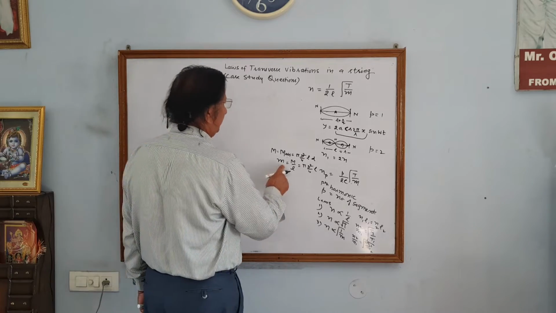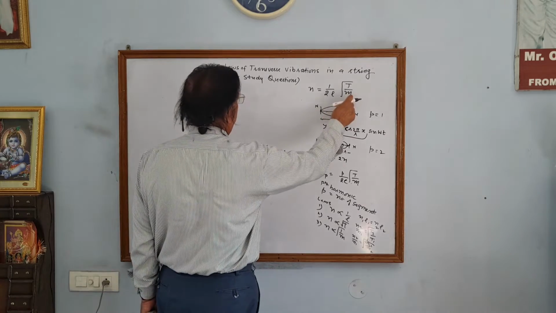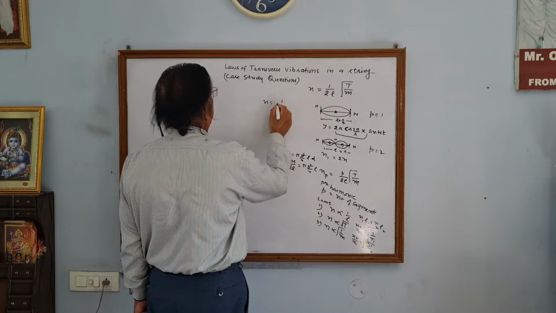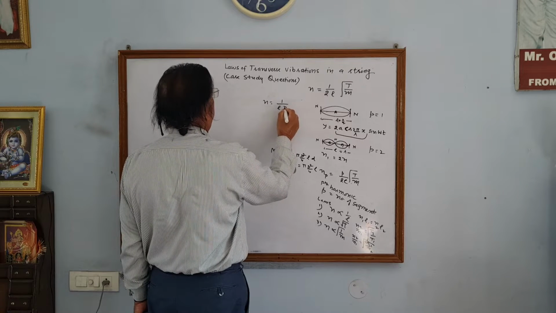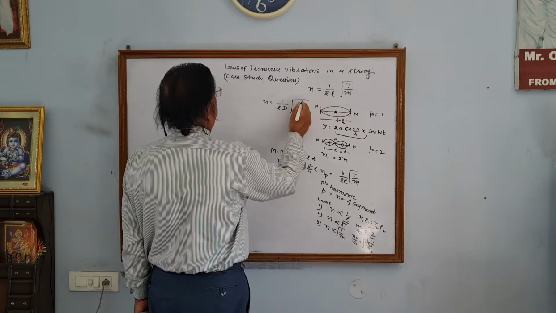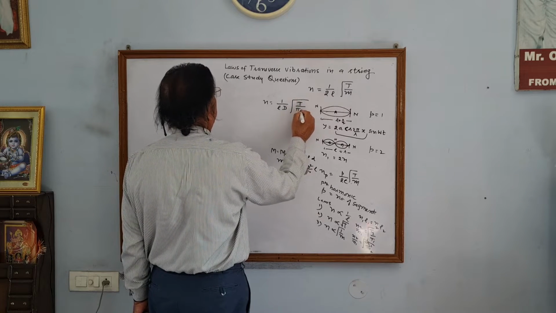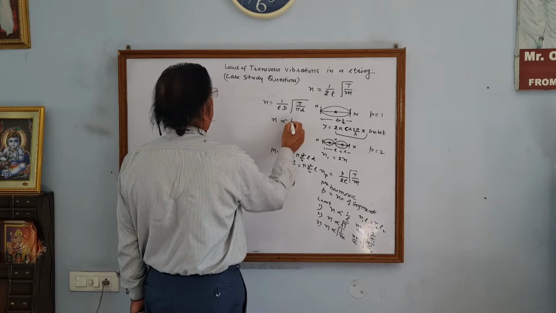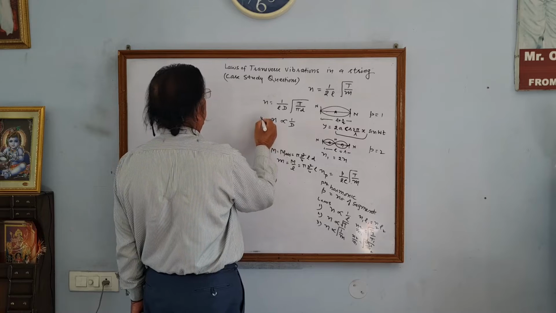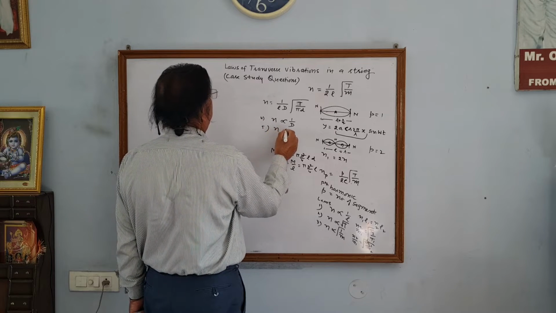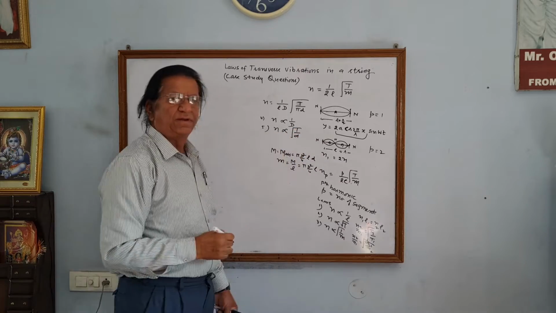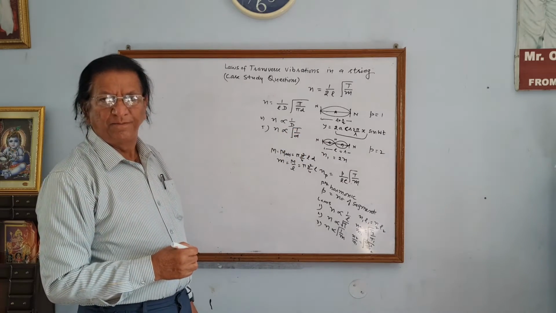On putting this value of m in this relation, you get n is equal to 1 over L d under root T over pi rho, which means fundamental frequency is inversely proportional to diameter, and fundamental frequency is inversely proportional to square root of the density of the material.